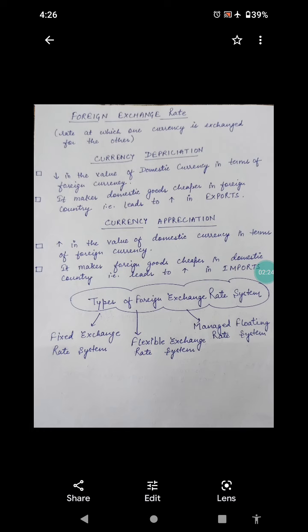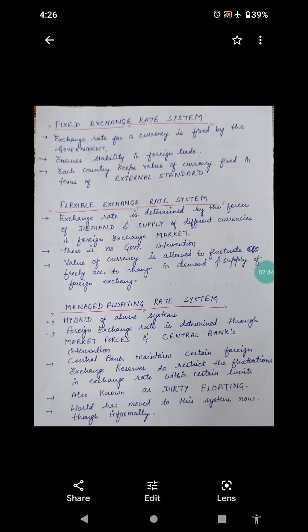that means there will be an increase in imports. Okay, so these two terms must be clear before studying the foreign exchange rate system. Now there are three types of systems: fixed exchange rate system, flexible exchange rate system, and managed floating rate system. Now we will study them one by one.